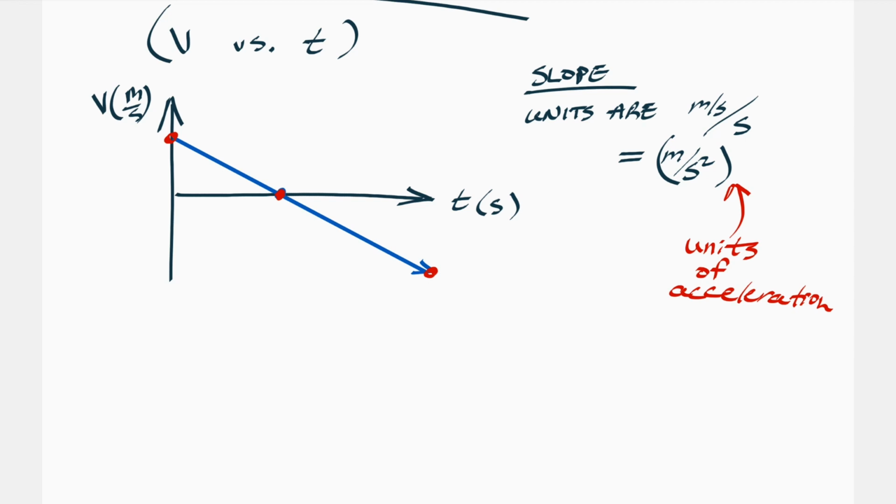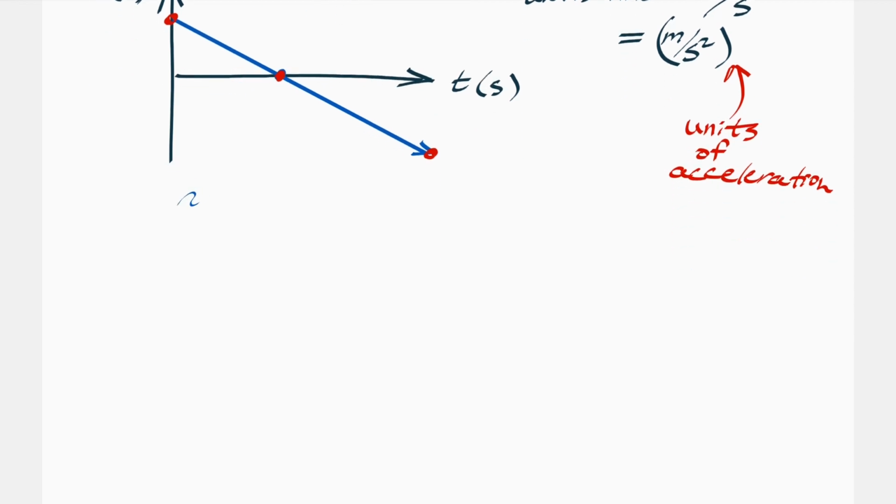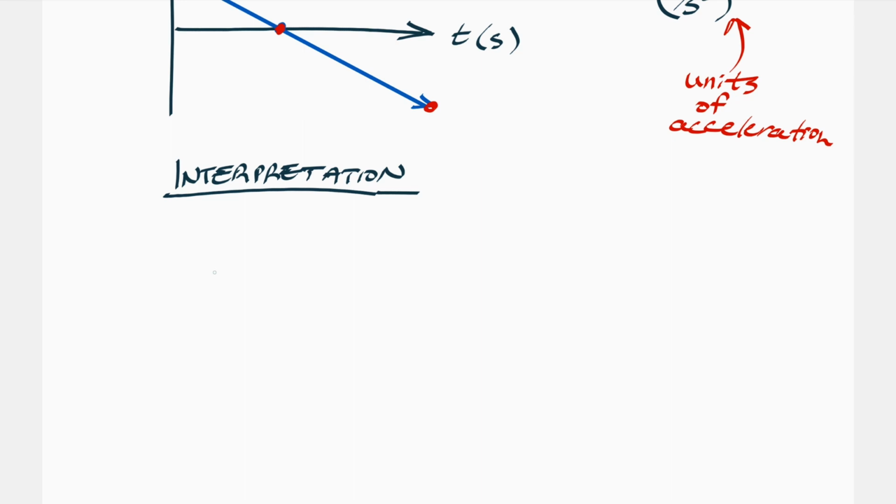What can we interpret from these graphs? I'm going to go straight to the interpretation now, of these types of graphs. The first one that you might see is, again, a flat line.